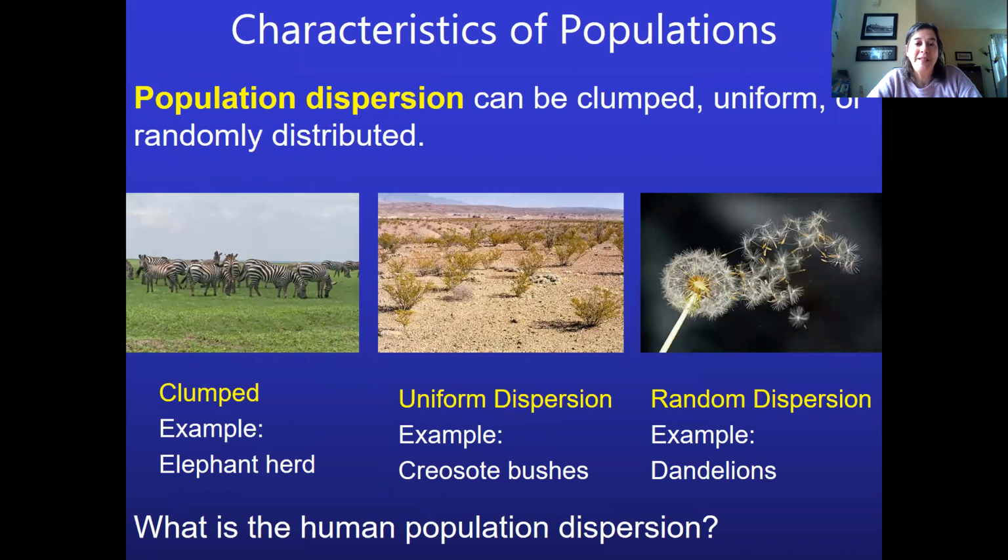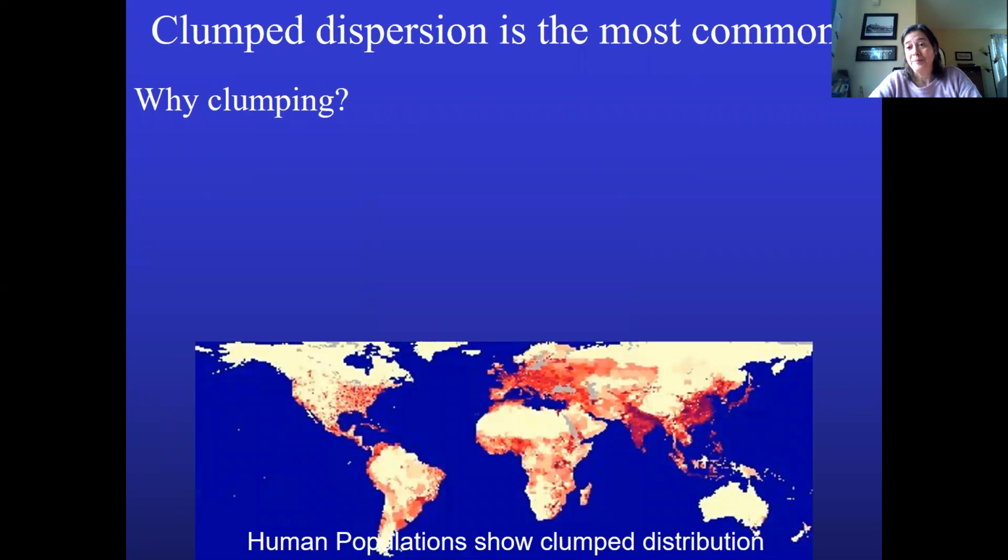So dispersion, what is that? There are three basic categories of dispersion too. The first one is clumped, like an elephant herd, where the populations occur in clusters. There's uniform, where things are pretty evenly spread out, and then there's random, like dandelions, where the dandelion seeds land. As far as the human population goes, when you think about our population dispersion, we are clumped.